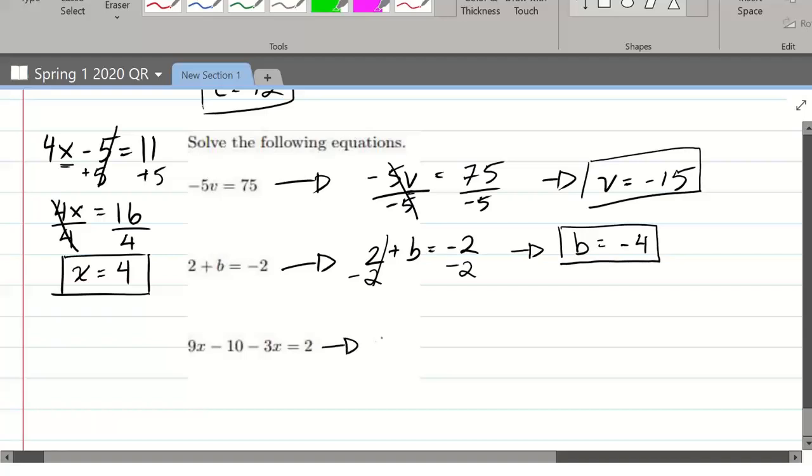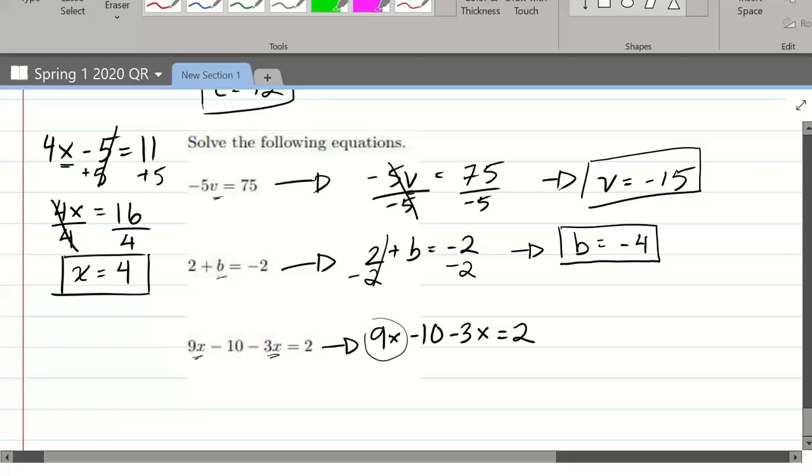Last one, we have 9x minus 10 minus 3x equals 2, right? So this is the first time we're introducing like terms, right? Before we start subtracting or moving around numbers, or dividing, right? We want to look for like terms, right? Up until now, the variable only appeared once, right? But now the variable appears 2 times, right? On one side, especially. So we can combine like terms.